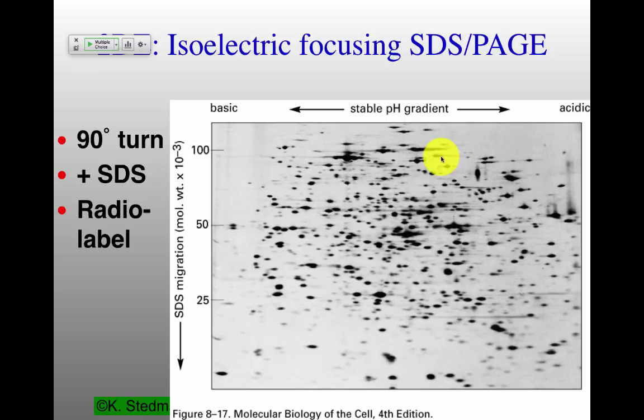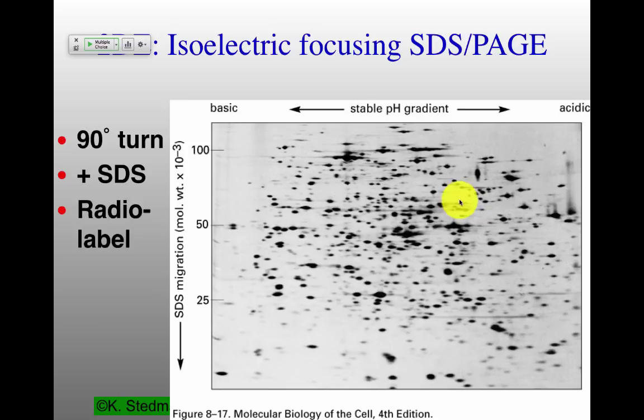Then what you do is you take your isoelectric focusing, and usually this is done in a thin capillary tube, turn it 90 degrees, and then do SDS-PAGE on that. And so all of the proteins at any particular isoelectric point, now you're separating them based on their relative molecular mass. And so any given dot on here, let's take this dot right here, represents a protein that had a particular isoelectric point and a particular mass.